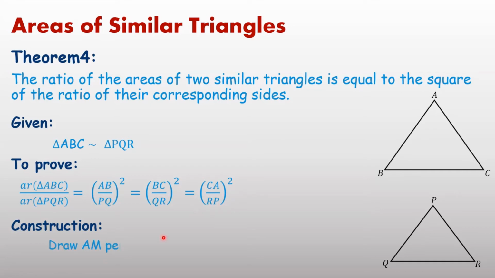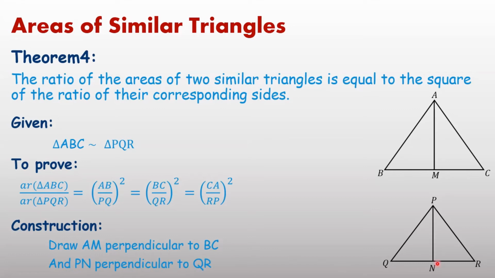Construction. Draw AM perpendicular to BC and PN perpendicular to QR. Perpendicular drawn here. Up to here again, I just want to repeat.